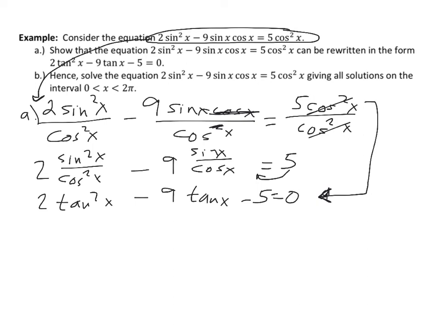So now when we move on to part B and it says, hence, solve this original equation. Well, if they're asking us to solve the original equation, and we just showed that that equation is the same thing as this one, I can just solve my new, easier one, remembering to find all of the answers on the interval from 0 to 2 pi. Okay, so moving on to part B, I'm going to want to solve this thing.